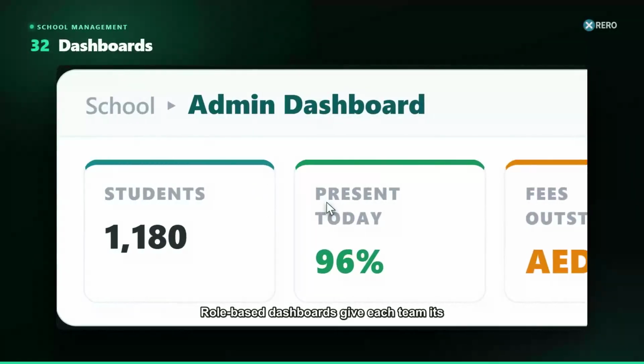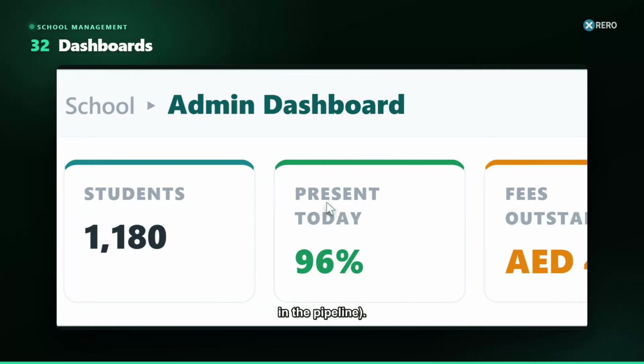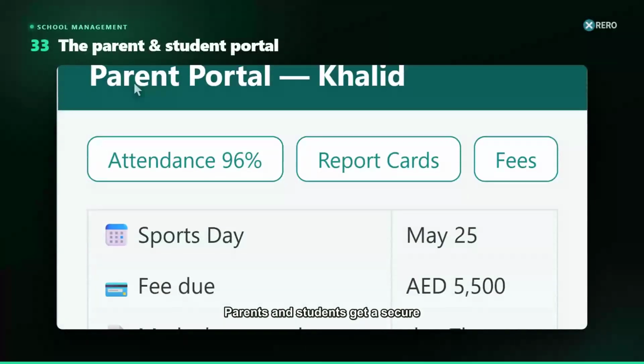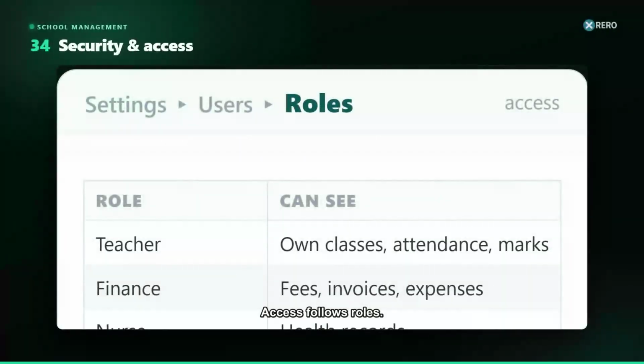Role-based dashboards give each team its headline numbers. The admin dashboard: students, attendance today, staff. The finance dashboard: fees collected versus outstanding. And the admissions dashboard: applications in the pipeline. Parents and students get a secure portal, no back-end access. There they see attendance, timetable, results and report cards, fee invoices and balances, assignments, announcements and meetings, and can message the school. Access follows roles.